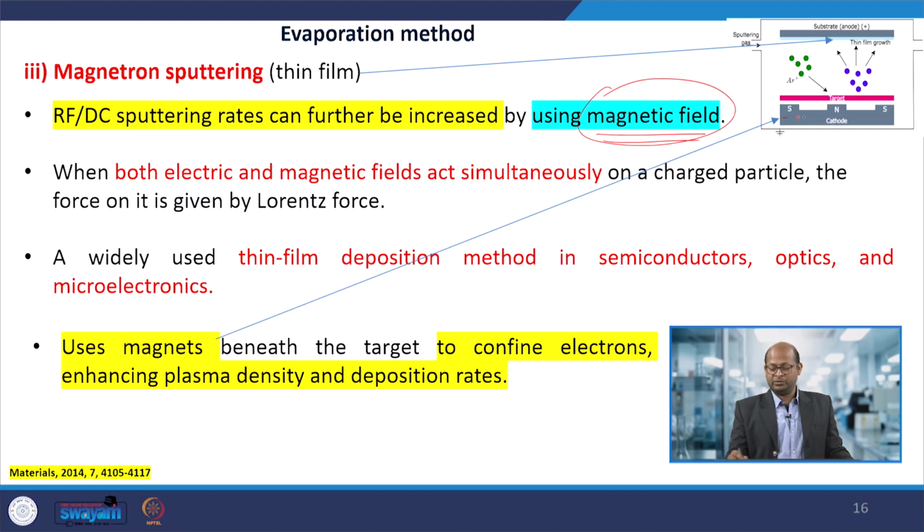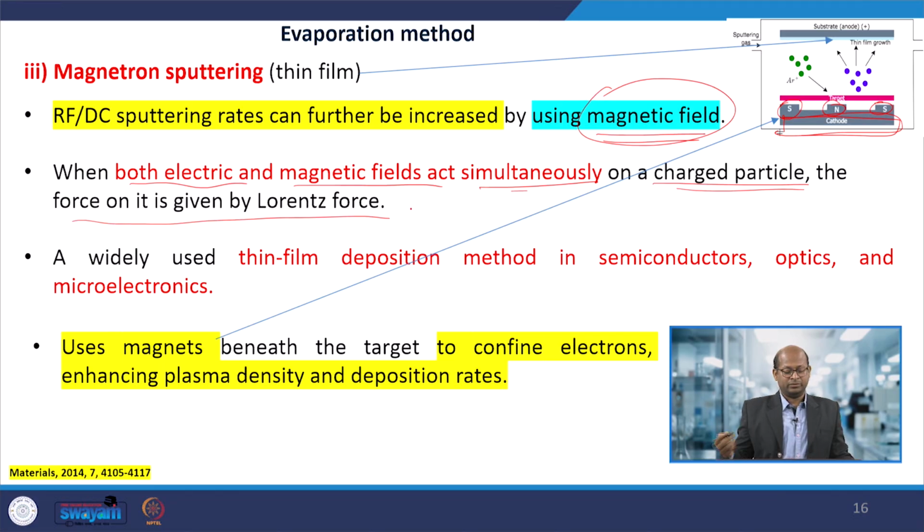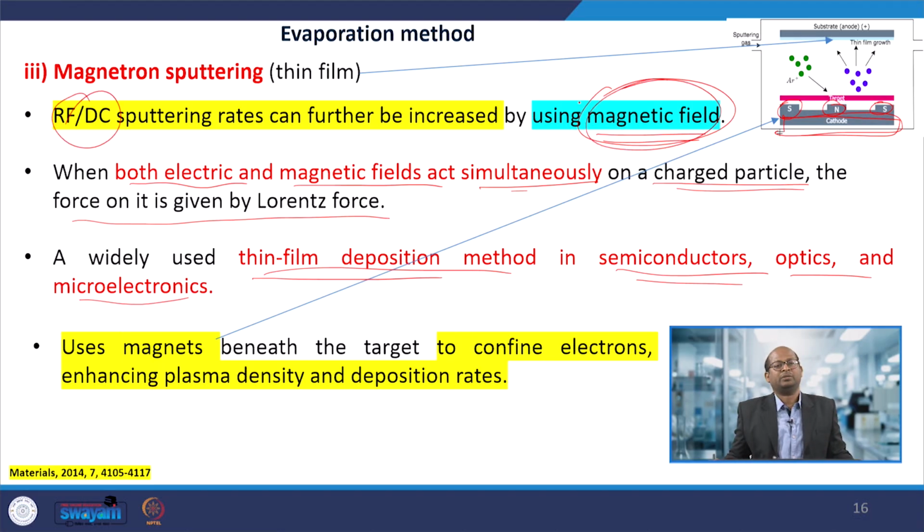So here is the cathode at the bottom. Here we can put some magnets that would enhance the magnetic fields. Both electric and magnetic fields act on the charged particles and force them, given by the Lorentz force. This is a widely used thin film method in semiconductors, optics and microelectronics. Here we can use magnetron sputtering for thin film formation, with this additional magnetic field to enhance the method or production.